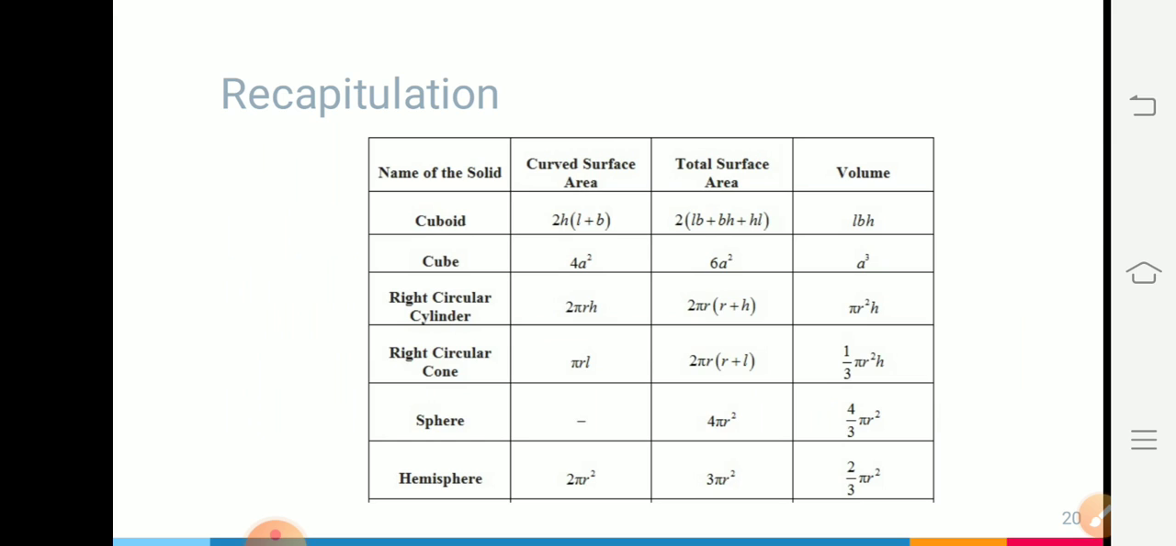A quick recapitulation of these formulas. Try to put these formulas in some prominent place so that you can remember them. Please remember, the volume of the sphere is 4 by 3 pi r cube and the hemisphere is 2 by 3 pi r cube.